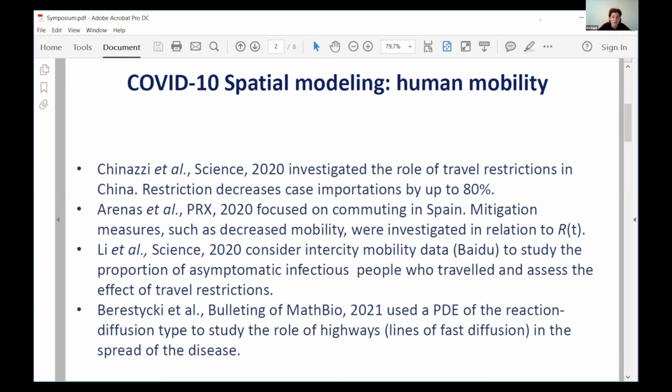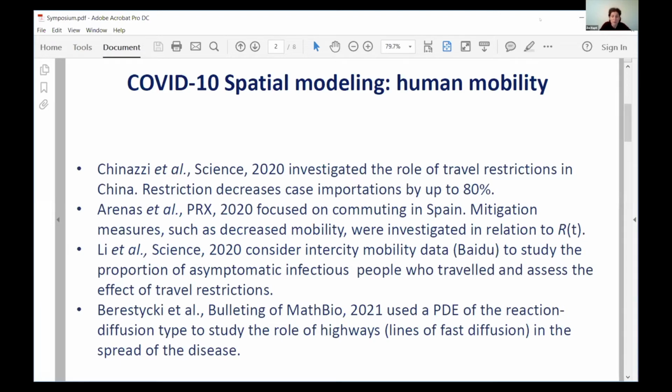There are also more mathematical studies, like the one by Berestycki, that has recently appeared in the Bulletin of Mathematical Biology. What they did there is they used a PDE model, a reaction diffusion model, to study the role of highways. The motivation was Italy, because it was shown in previous studies that a lot of new infections appeared along the highway network of Italy.